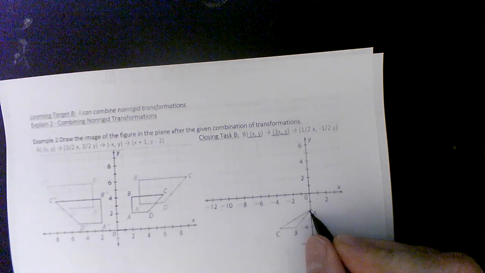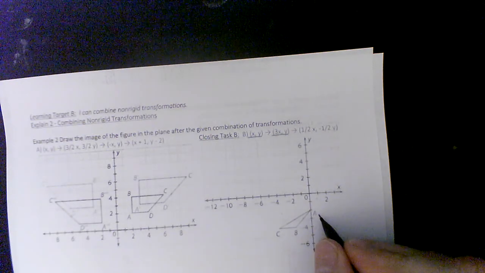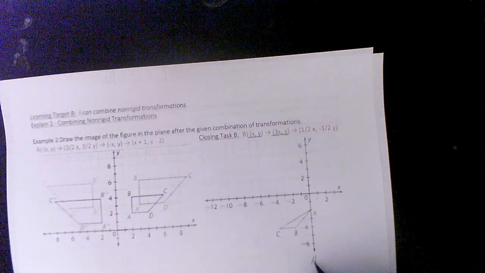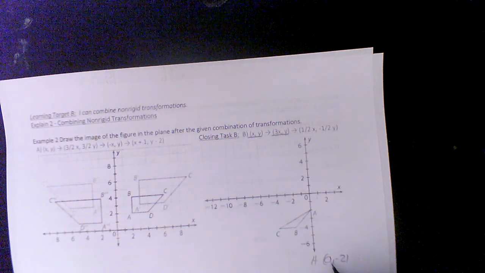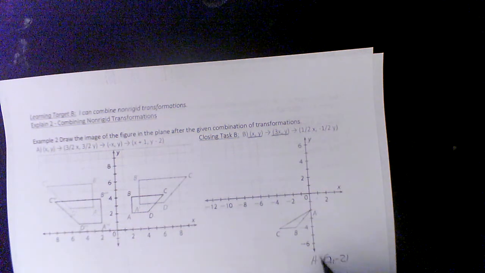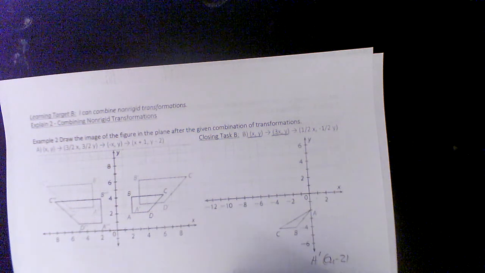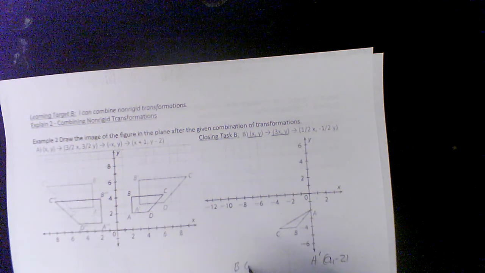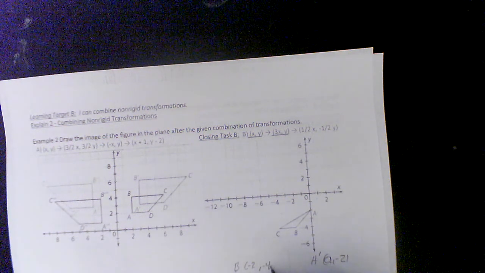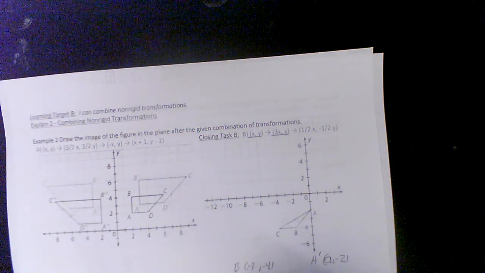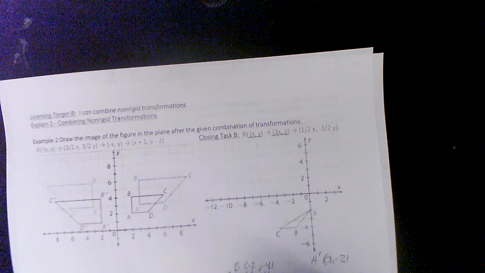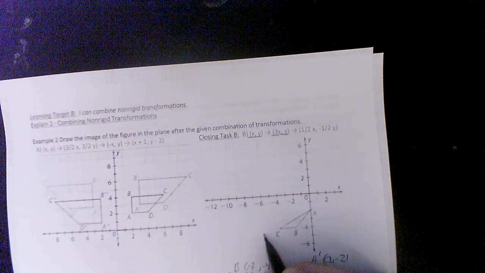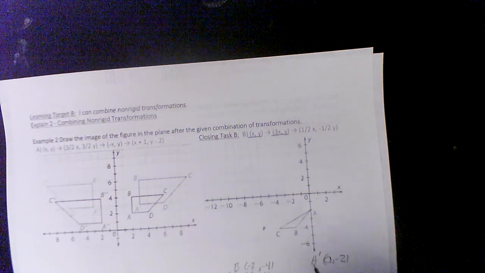So this A was, is it 0? So A was 0, negative 2. I multiply the x by 3, keep that the same, so that's A prime as well. Alright. B was negative 2, negative 4. My x goes 3 times that to negative 6, negative 4. So my new B prime is negative 6, negative 4 right here.